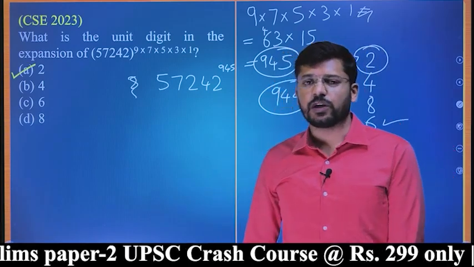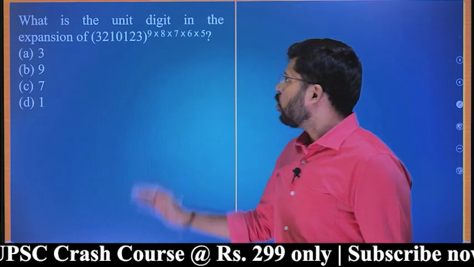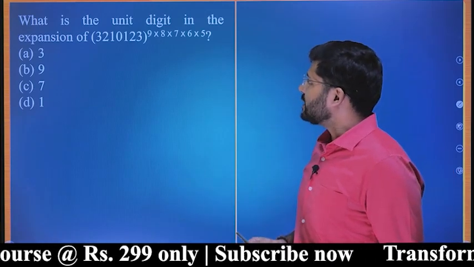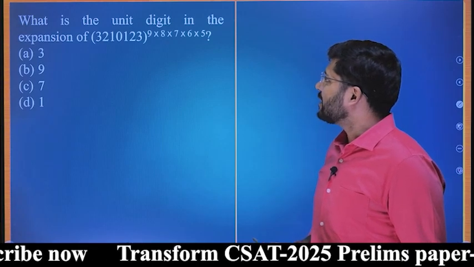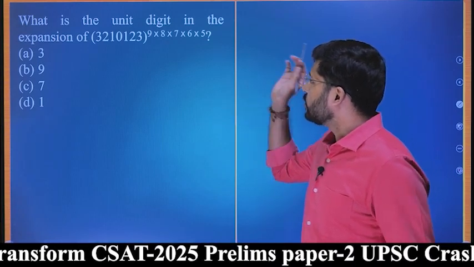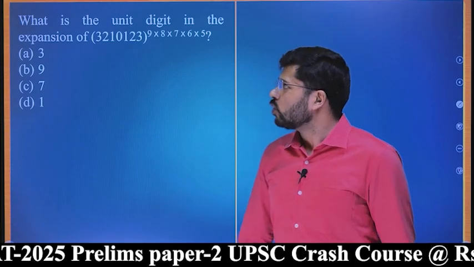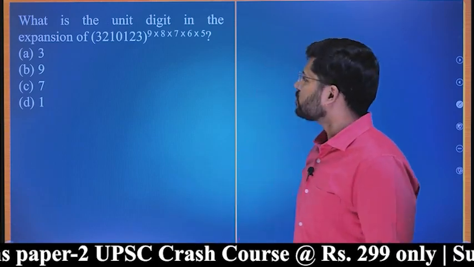Done? Okay, we shall go to the next question now. What is the unit digit in the expansion 3210123 raised to 98765? 9 into 8 into 7 into 6 into 5. So how do we do this one?